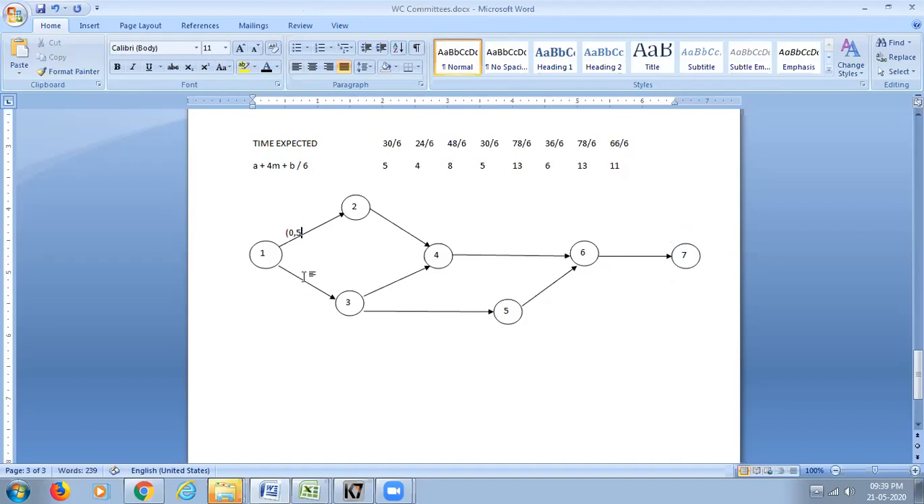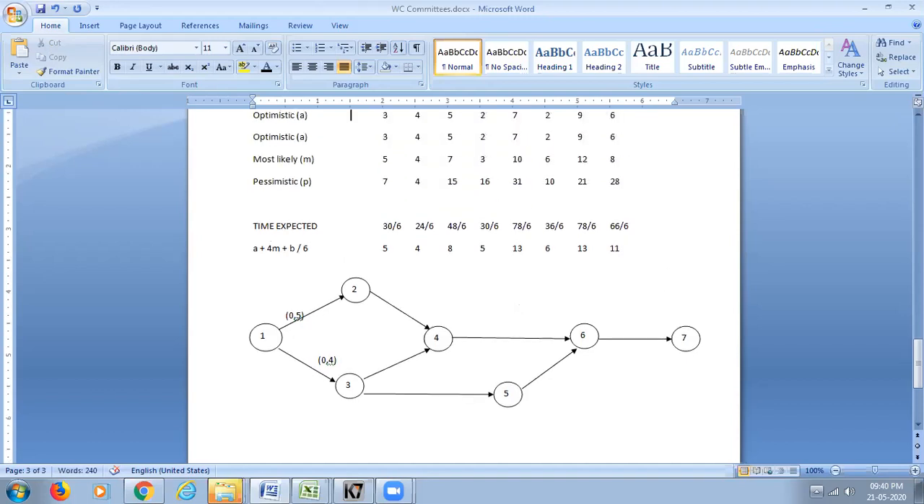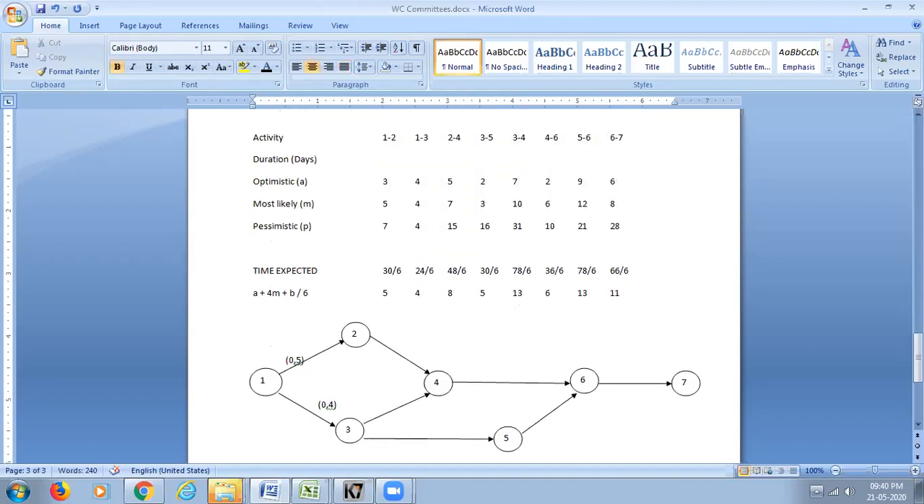In activity 1 to 3, it is 4. So it is starting and it ends at 4. Then 1 to 2, 1 to 3. Then 2 to 4.